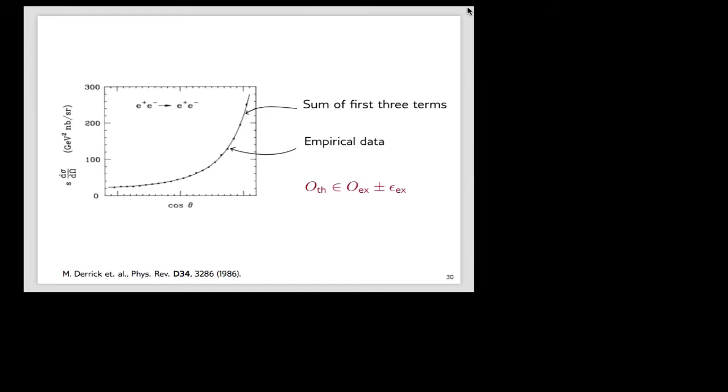And if you use this trick to determine the finite set of redefinitions of the parameters, what you see for the electron-positron scattering that we've been discussing is that the sum of the first 3 terms of the perturbation series actually matches the empirical data very well. You get a theoretical prediction that's empirically adequate. It gets the data correct.